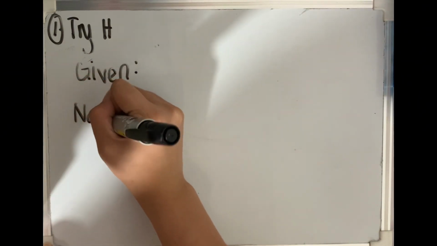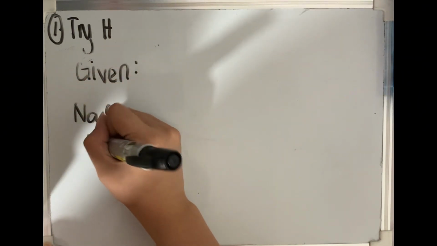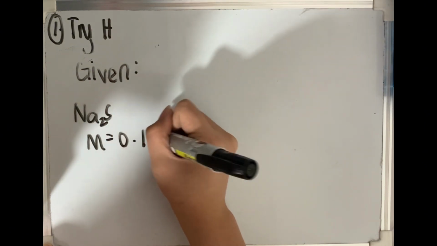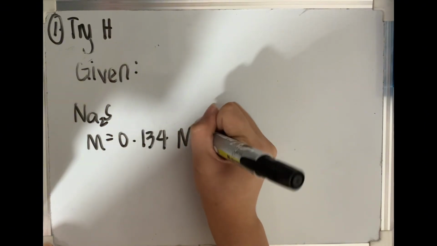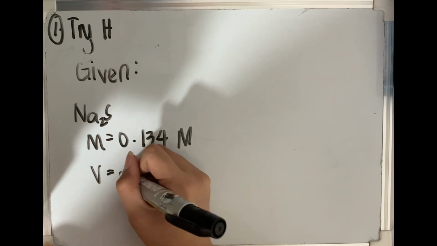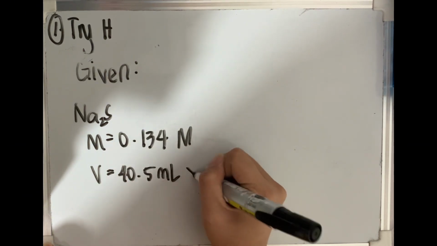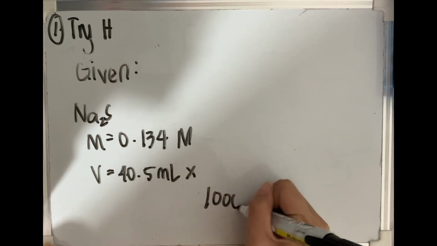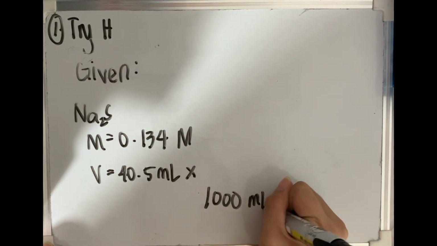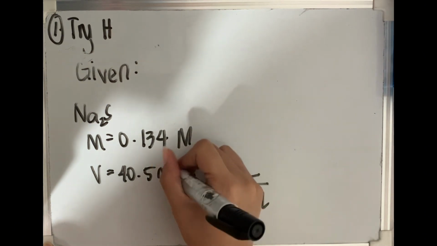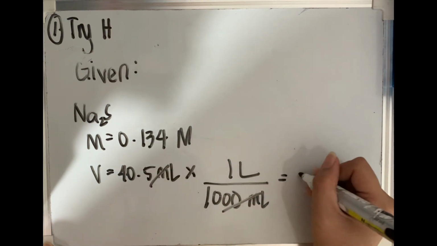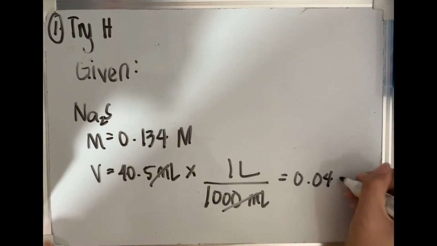So, the same lang po nga atong buhaton para sa Na2S. So, ang mole would be 0.134, and then atong volume would be 40.5 milliliters. So, kailangan man po siya i-liter na po, i-divide na po siya sa atong 1,000 milliliters, katumbas sa isa ka liter. So, the answer would be 0.0405 liters.